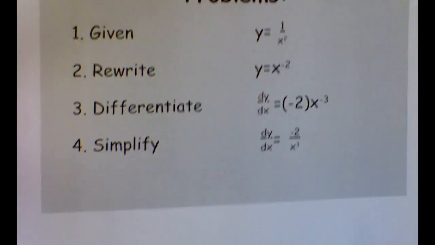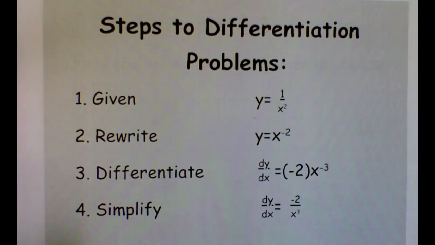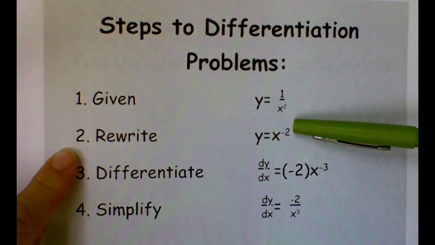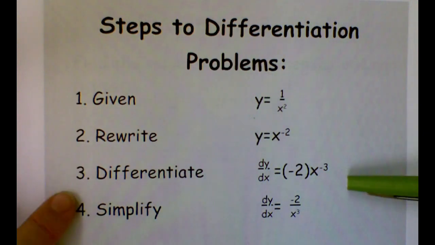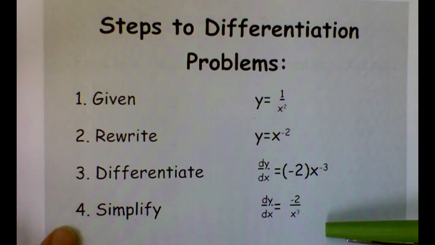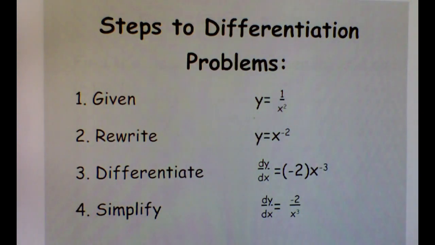Some steps to your differentiation problems. Step 1 is what you're given. Step 2 is to rewrite it. That's what we rewrote it as, x to the negative 2nd power. Step 3 is to differentiate, bring down the power, subtract 1 from the exponent. And step 4 is to simplify and rewrite it without any negative exponents.